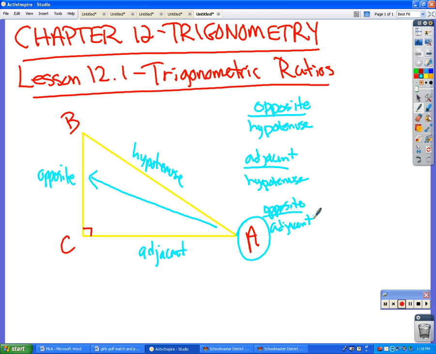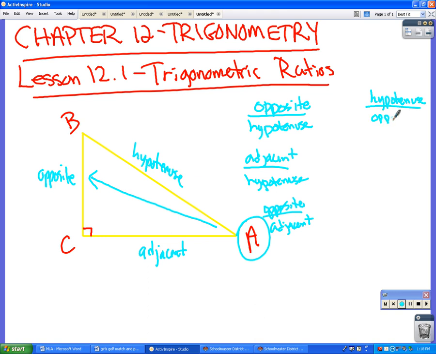What are some other ways that I could divide those sides? I could switch all of those around. So instead of dividing the opposite by the hypotenuse, I could divide the length of the hypotenuse by the length of the opposite side. Or I could divide the length of the hypotenuse by the adjacent side. Or I could divide the adjacent side by the opposite side.